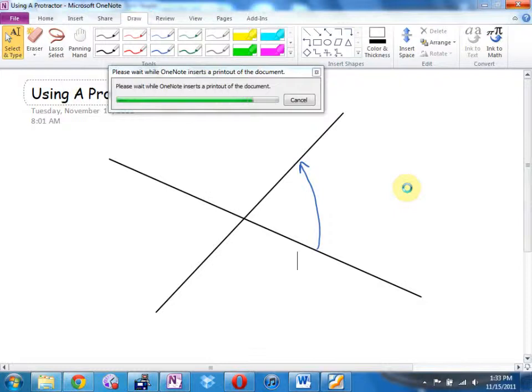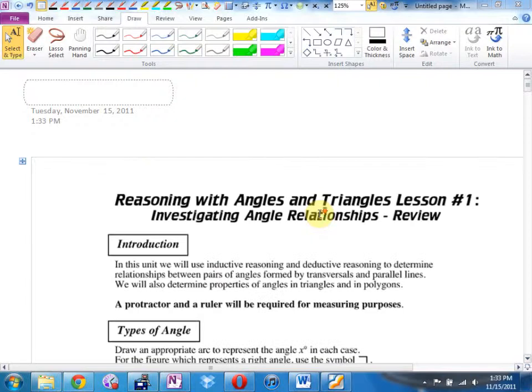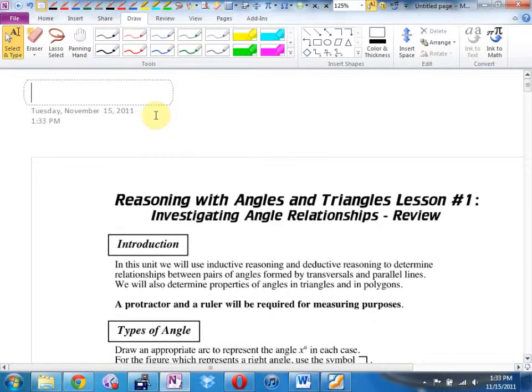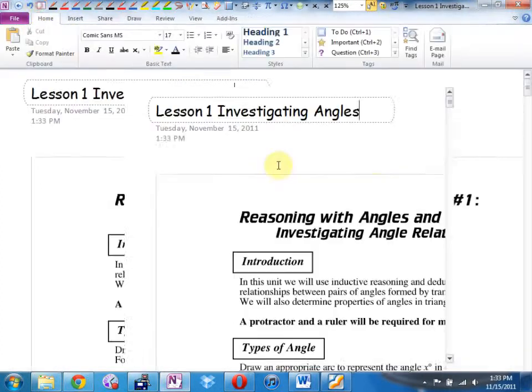Do me a favor then, can you open your books up, please, to lesson one from the next unit, sort of. It's page 105. Page 105.